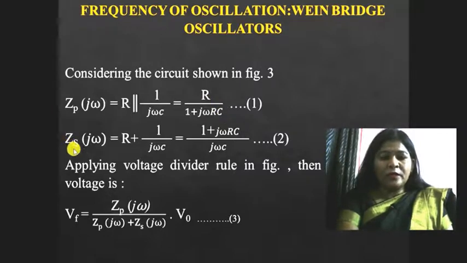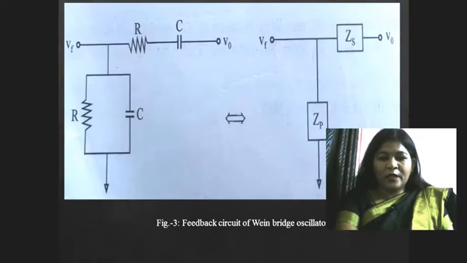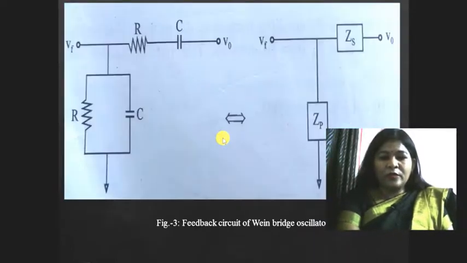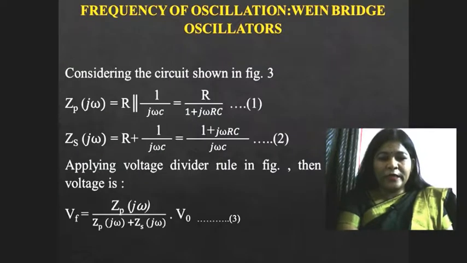And now similarly find out ZS(j omega). In that circuitry, to find ZS, the R and C are in series form, so we can apply the series form. Here ZS(j omega) is 1 plus j omega RC upon j omega C. Now let's apply the voltage divider rule, because the op amp Wien bridge oscillator has this feedback circuitry in non-inverting mode.